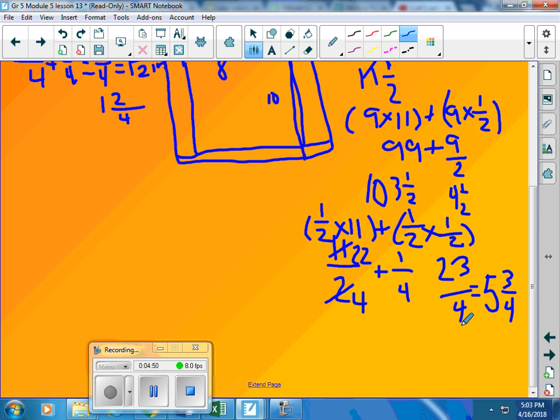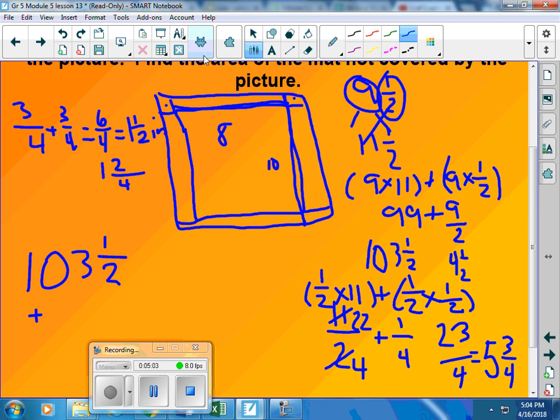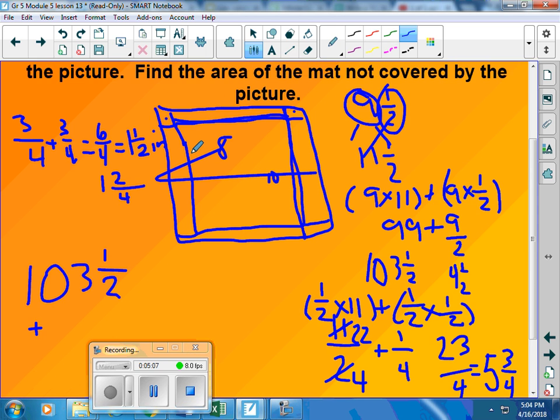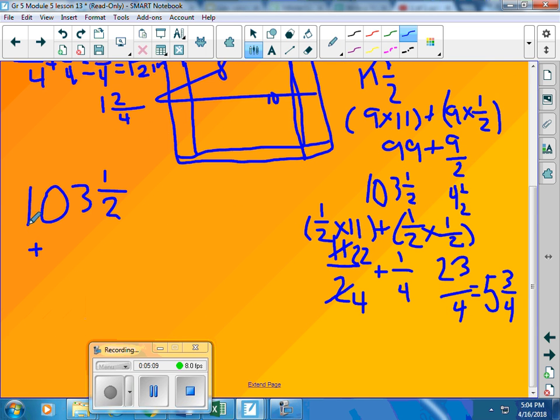So let's see. So I have 103 and 1/2 plus 5 3/4. So what I'm doing right now is I'm finding the entire area of this whole mat. And then I'll take away the picture. So 5 3/4.